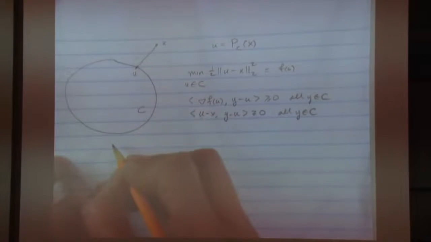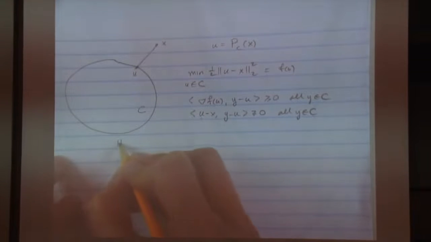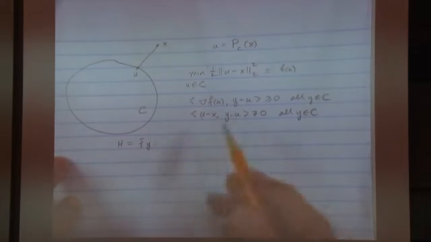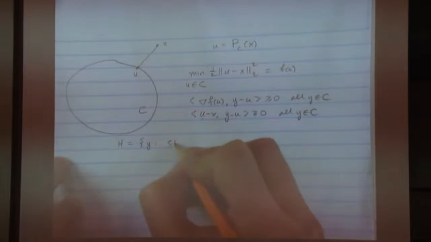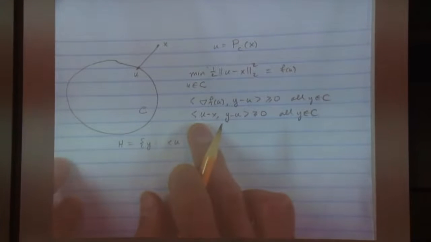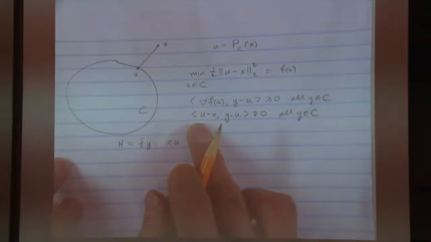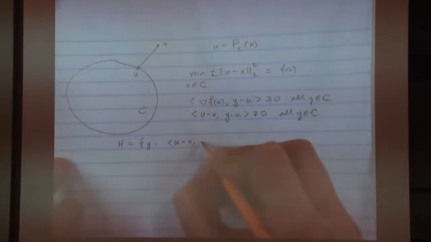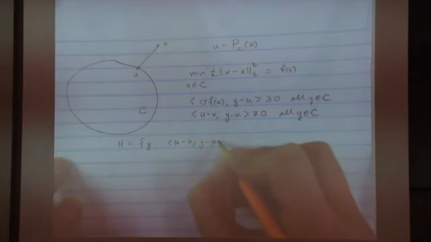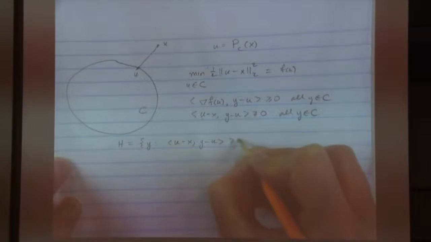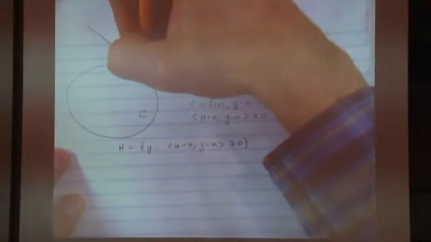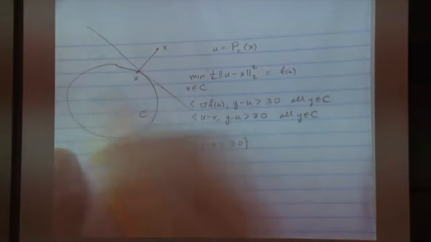Now we're going to define a half space, H, which is a set of all y such that this thing is positive. We're just going to consider u to be the projection of x onto C. That's fixed. X is fixed. And now we're going to consider the set of all y such that (u minus x) transpose (y minus u) is non-negative. That's a half space. Okay, it's going to look something like this. It's going to be all this region.